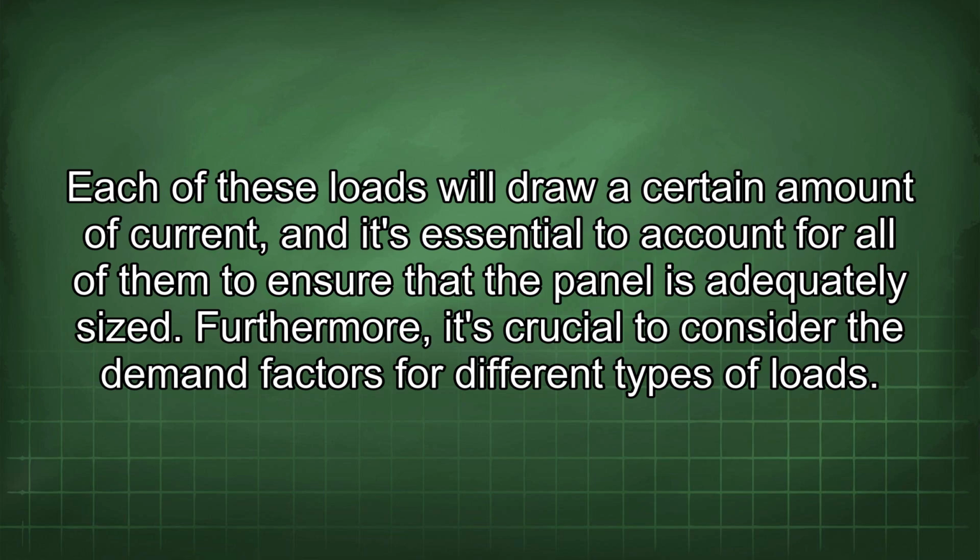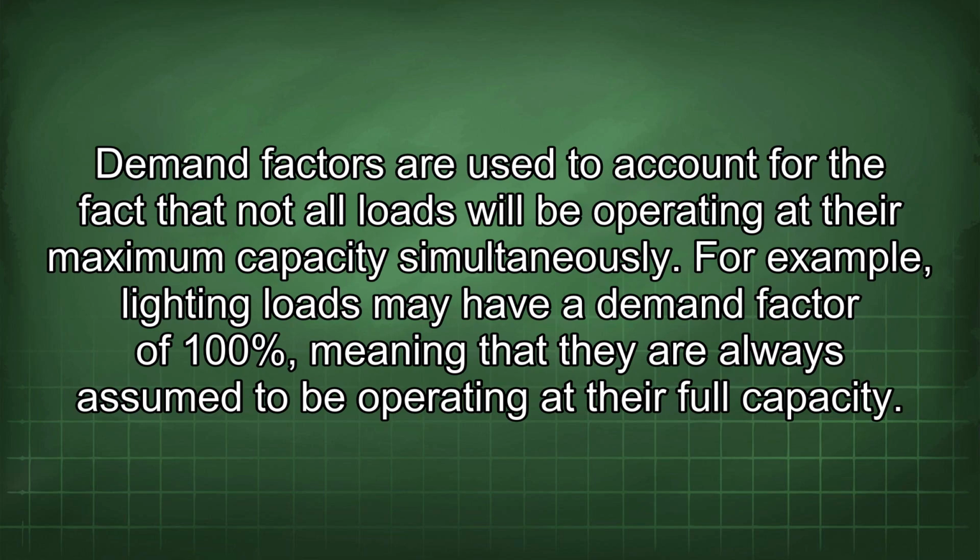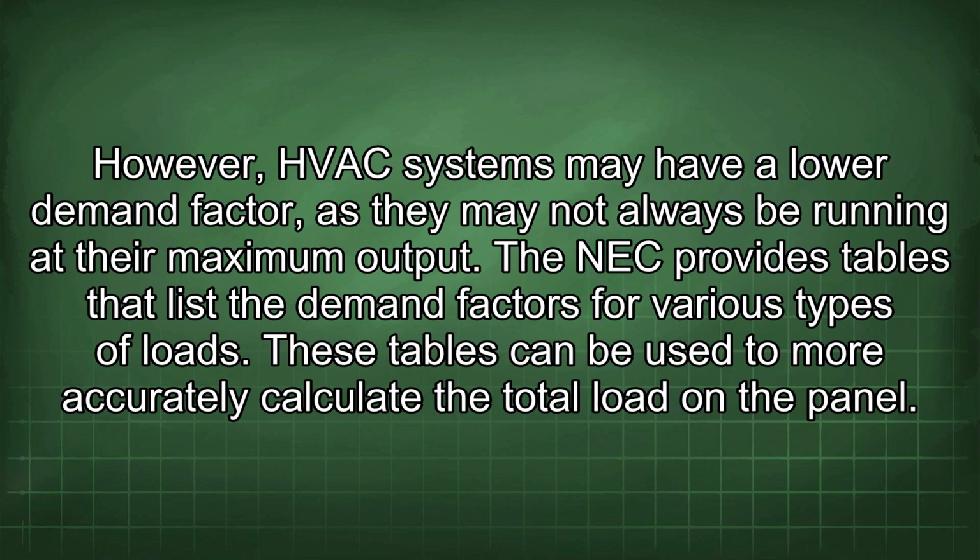Furthermore, it's crucial to consider the demand factors for different types of loads. Demand factors are used to account for the fact that not all loads will be operating at their maximum capacity simultaneously. For example, lighting loads may have a demand factor of 100%, meaning that they are always assumed to be operating at their full capacity. However, HVAC systems may have a lower demand factor, as they may not always be running at their maximum output. The NEC provides tables that list the demand factors for various types of loads. These tables can be used to more accurately calculate the total load in the panel.